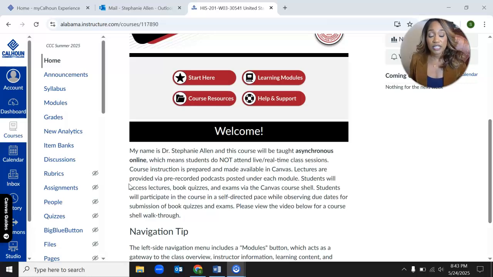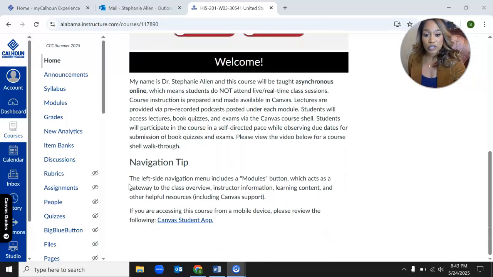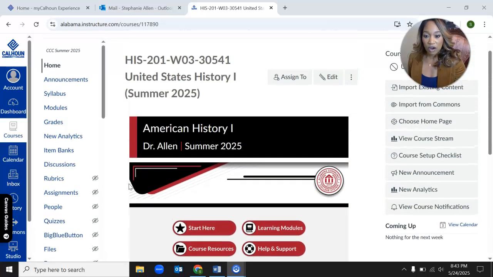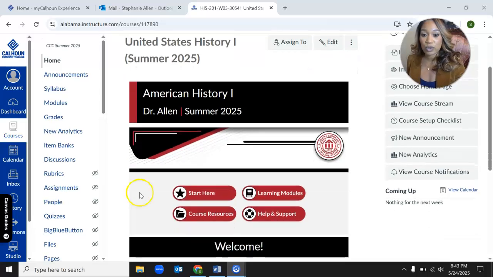You are allowed to participate in this course at a self-directed pace, with a few parameters, as long as you observe the due dates that I have set for your book quizzes, exams, and discussion boards. As you get into your module, make sure that you are reading the syllabus and then completing the syllabus quiz. Let's go ahead and start exploring our Canvas course shell so I can get you acclimated to the course.